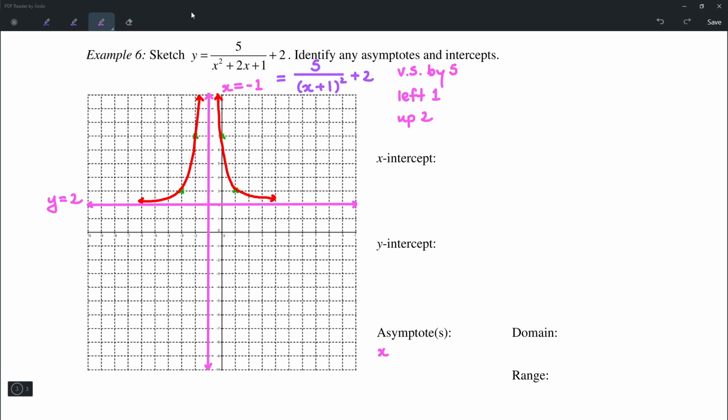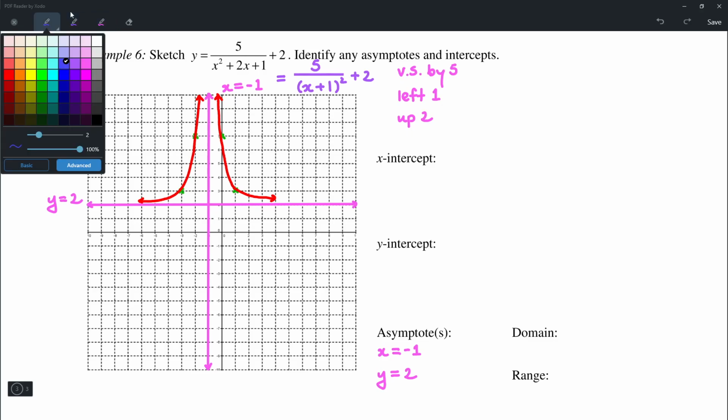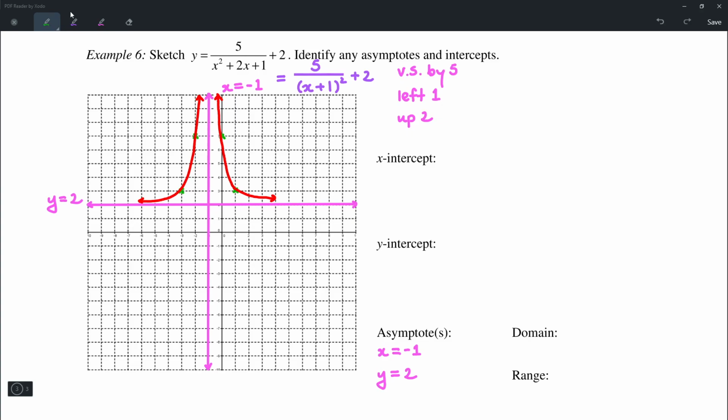So a good question at this point may be, how do we know which points or which x values to choose to use a table of values? And we usually want to choose points that are next to our vertical asymptote. So for example, in this case, our asymptote is at -1, so we can choose x equals 0 here, or x equals -2. And each one of these will give us 7.